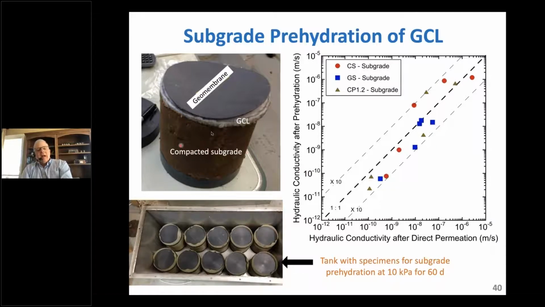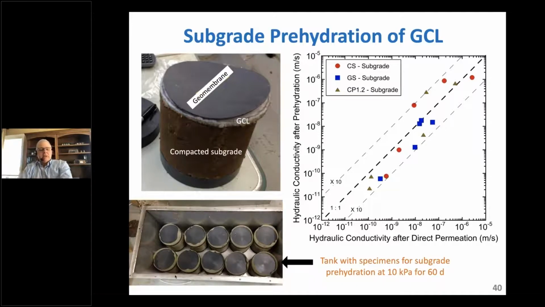This is a compacted subgrade here, just a compacted fine-textured material. That one's at about optimum water content. I've got a GCL on top of it, and a geomembrane, the same sandwich we would see in the field. I've got a plastic end cap on the bottom, and I'll take another end cap on the top. I'll wrap it in a membrane, then put it in a tank and apply a cell pressure of about 10 kPa, and allow it to come to equilibrium with the moisture in that subgrade sample. That's so-called subgrade prehydration of the GCL, simulating what would likely happen in the field.